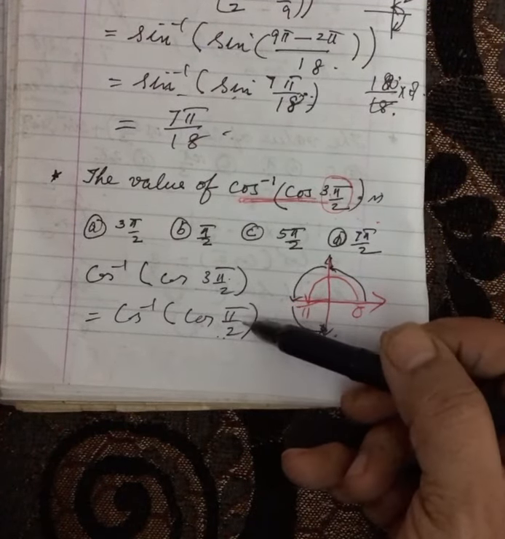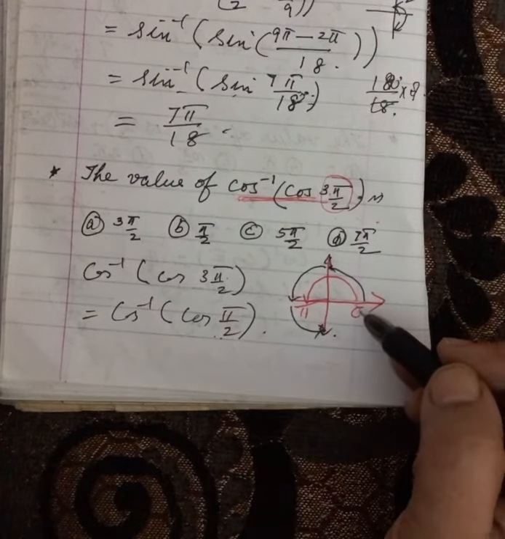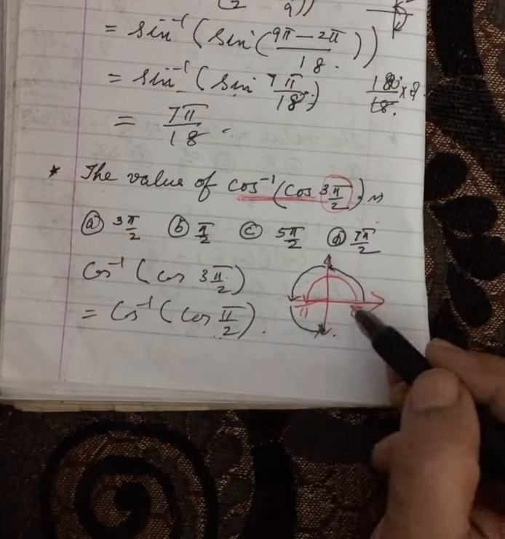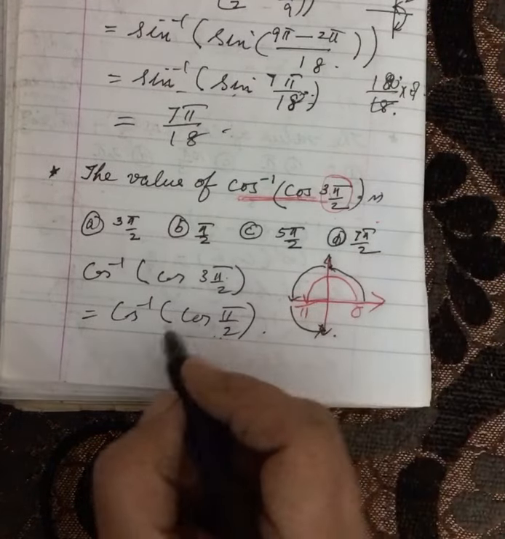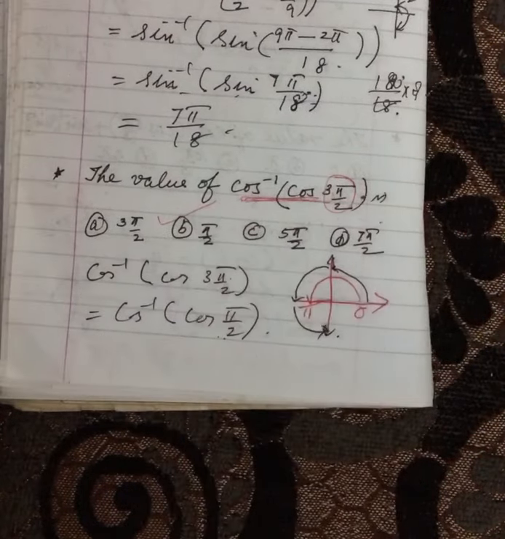And why did we change the angle? To bring the angle to the principal value branch of cos inverse, that is from 0 to pi. So pi by 2 is in between 0 and pi. It has come to the principal value branch. It will get nullified, and your answer is pi by 2.